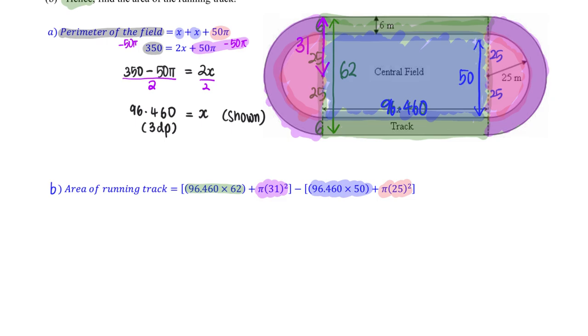And after which, you will get this value, and eventually you should get 2210 meters square when rounded off to 3 significant figures.